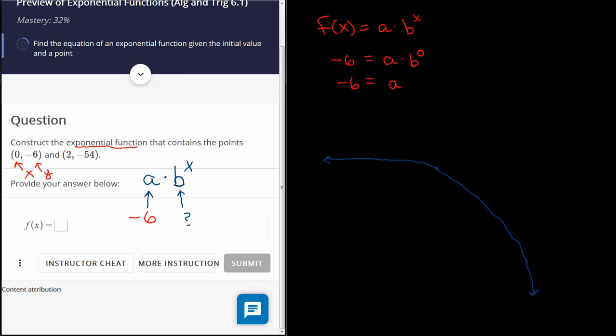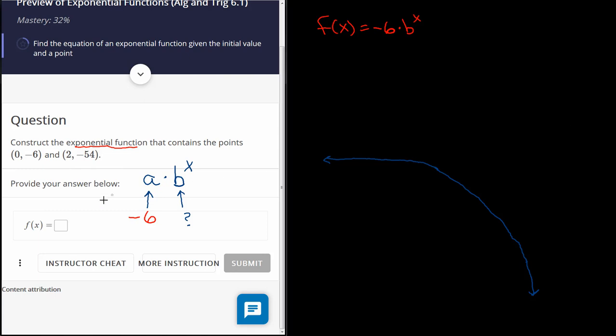All right, cool. So now that I know that a is -6, everywhere I see an a, why don't I replace it by -6? So put a -6 here. And I apologize if my 6's look like b's. B's and 6's look very similar, but this one's a 6, this one's a b. All right, so now what? Well, now I've got another point. Let's use our other piece of information.